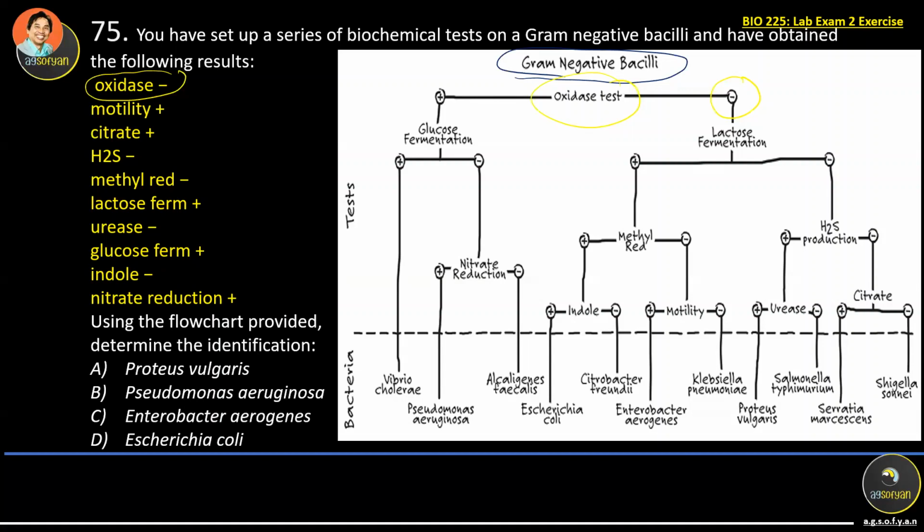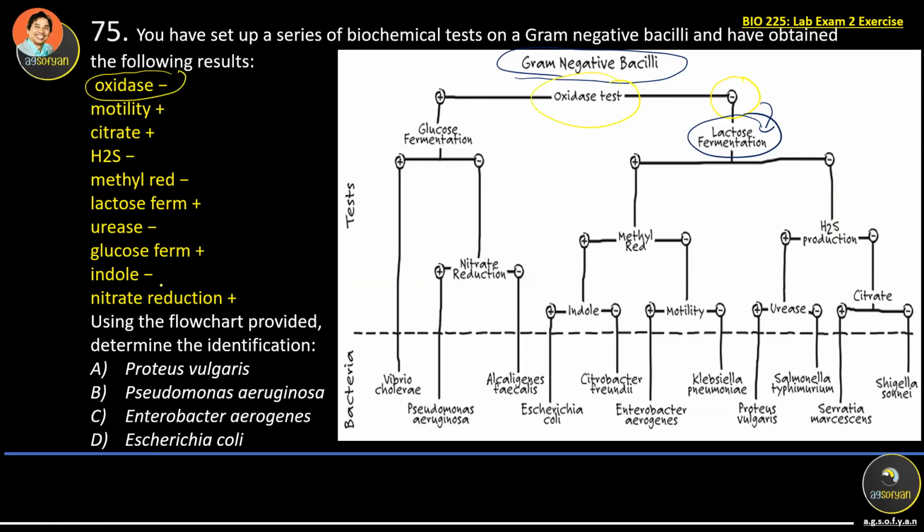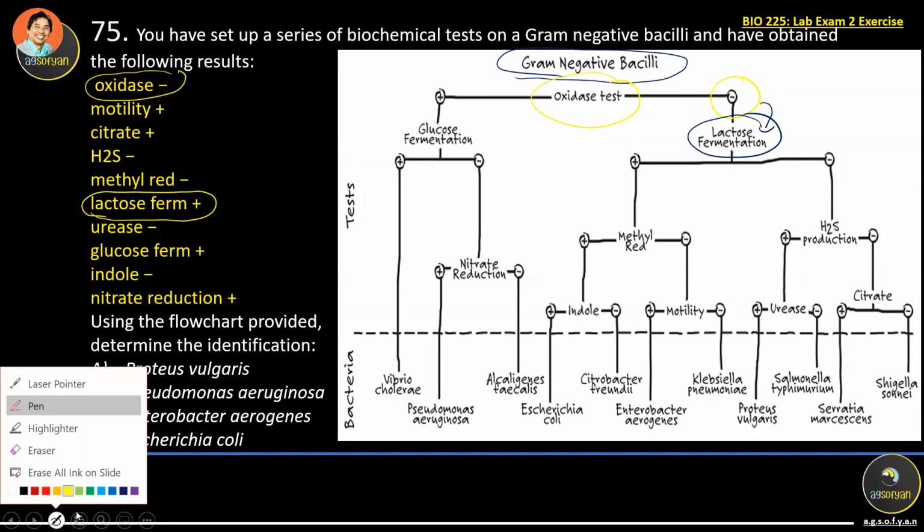Okay, and then after this, look at the negative. What you have to do? Perform this lactose fermentation. Okay, and then look for the lactose fermentation on the result. It says that lactose is over here. It says that lactose fermentation is positive. Then you have to follow that result.